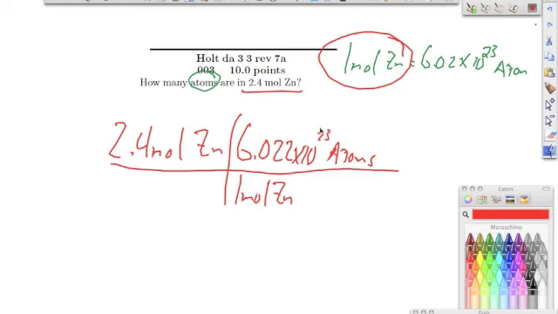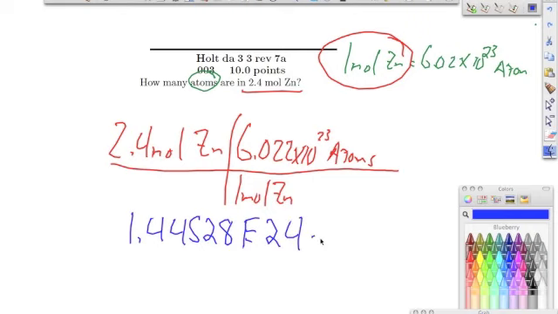And we go ahead and we multiply that out. Remember, when we're plugging scientific notation into the calculator, you want to use second comma. So what we should have is 2.4 times 6.022 second comma 23. We go ahead and plug that in the calculator and see that we would get an answer of right around 1.44528, and it should say E24. And that is how many atoms of zinc we actually have.